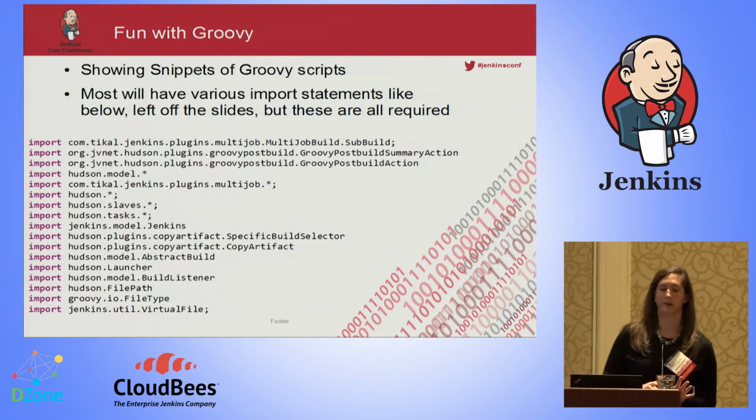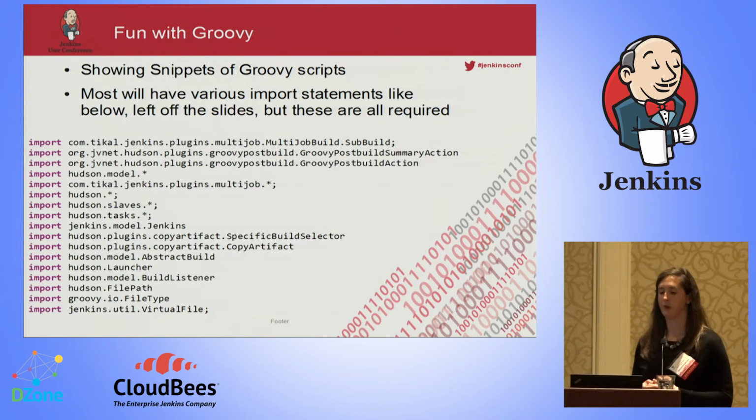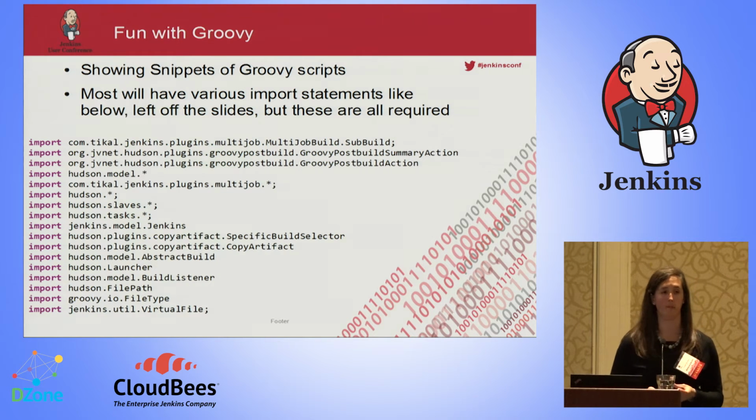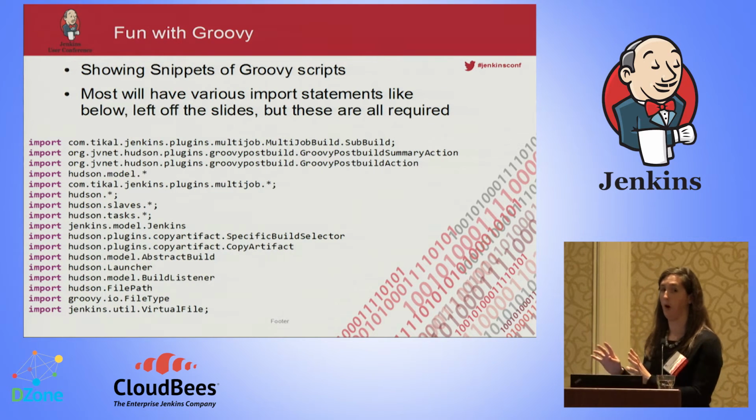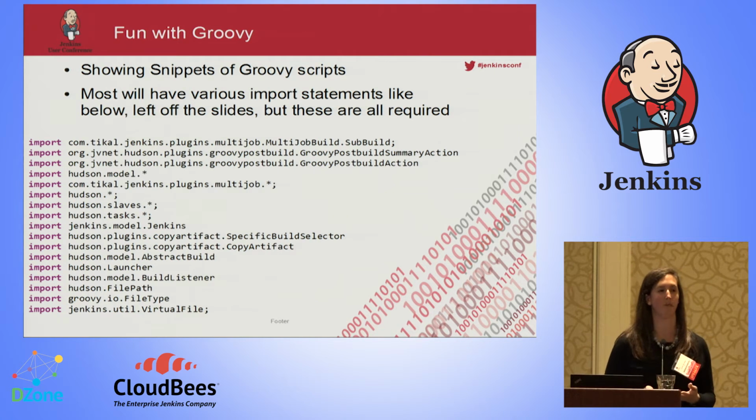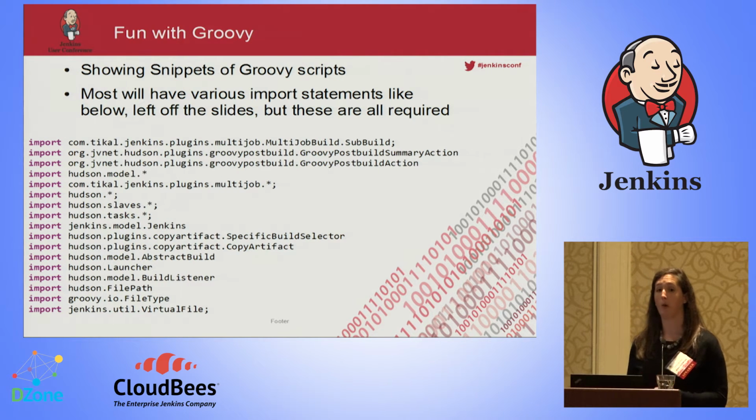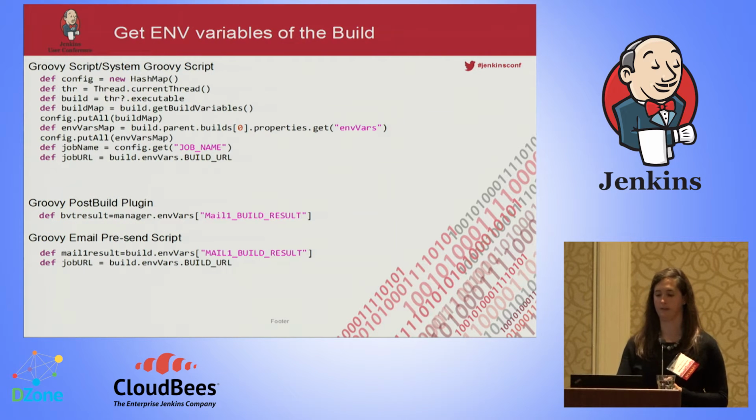So, some fun with Groovy. I'm going to show some snippets on the next couple of slides, and I've left out all the imports. With system Groovy scripts, you need to have the imports, or else they don't run. So these are an example of the various imports. Now, all these snippets don't need all of these imports, but this is just an example of the various imports that I require in each of these snippets to actually have them compile and run in my Jenkins jobs. So this is just a snapshot, as they will not be in the next slides.